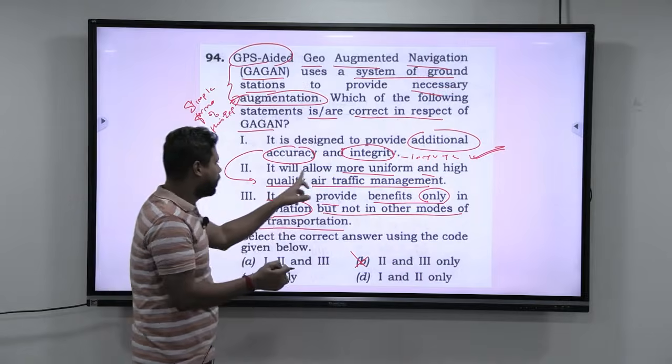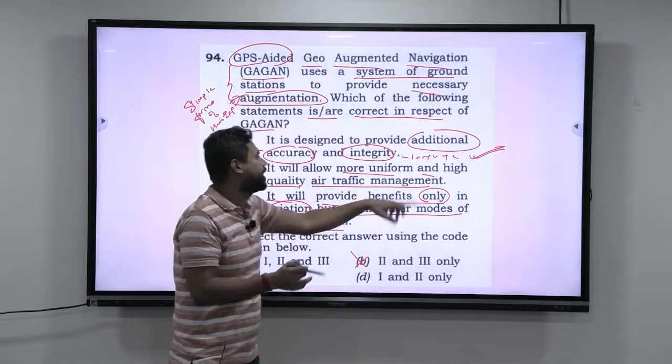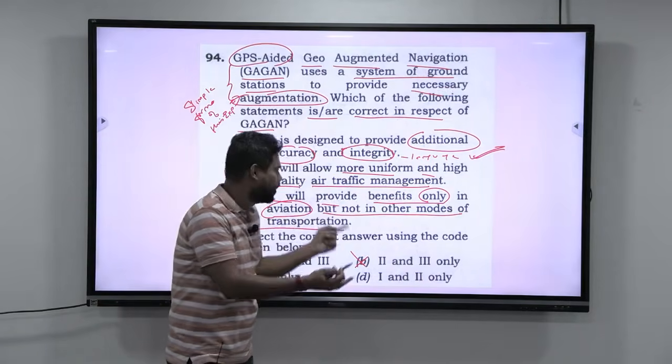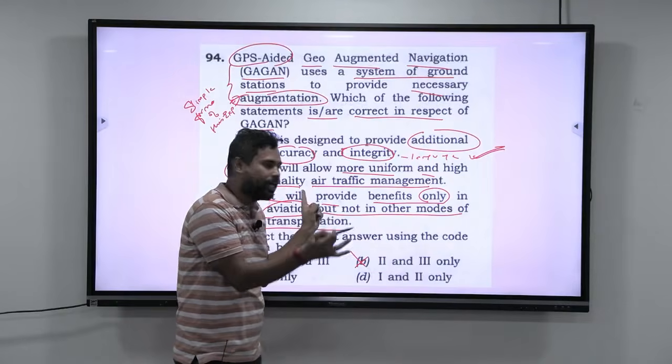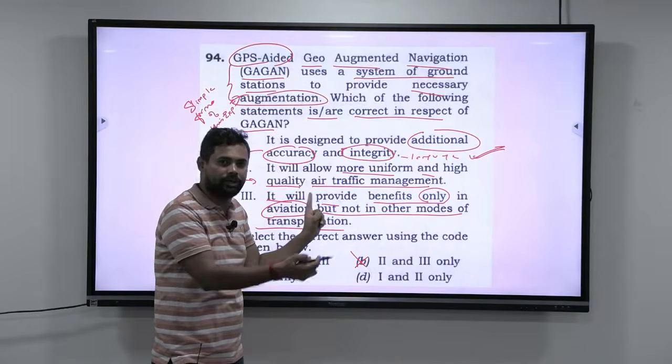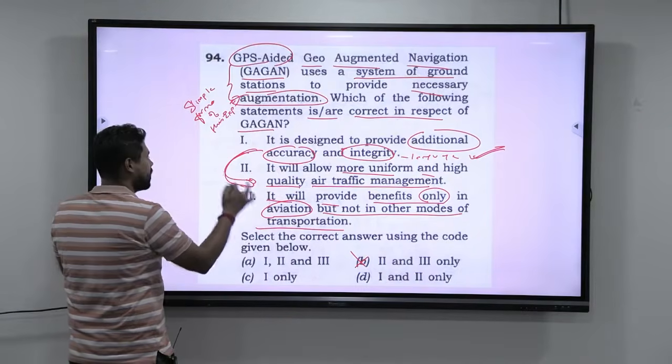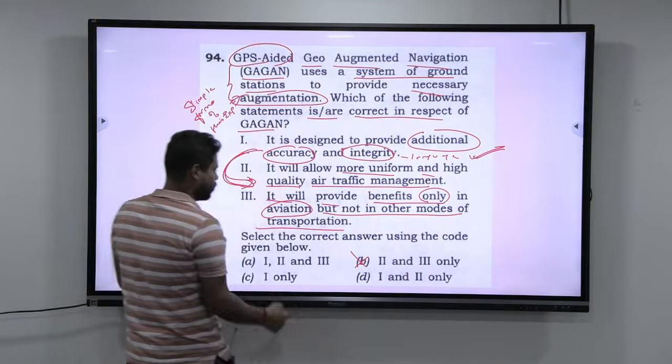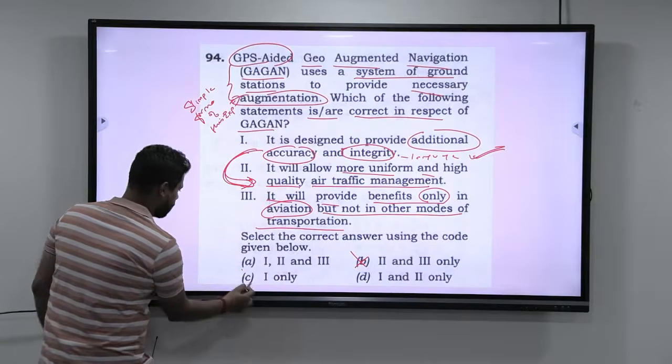Why? Because it will allow more uniform and high quality air traffic management. Obviously, if there is additional accuracy, that will provide more uniform and high quality. High quality is always there when there is additional accuracy. So, if you look at this, this and this are consistent with one another. So, 1 and 2 are consistent. So, 1 and 2 should be together. So, I remove this also.